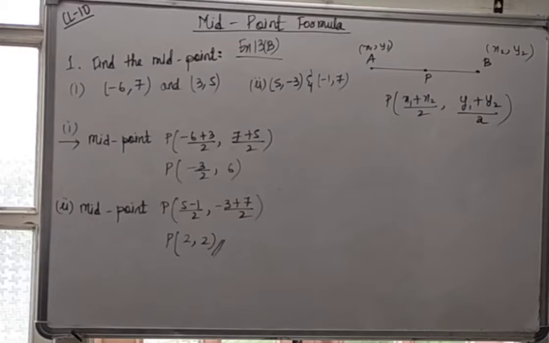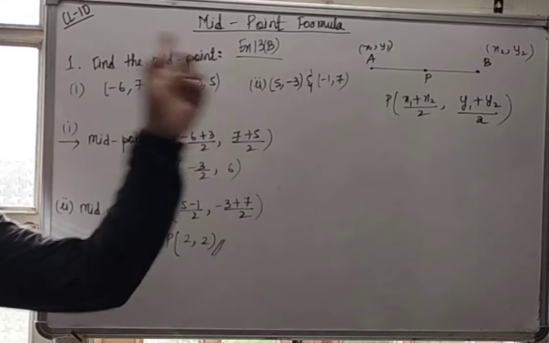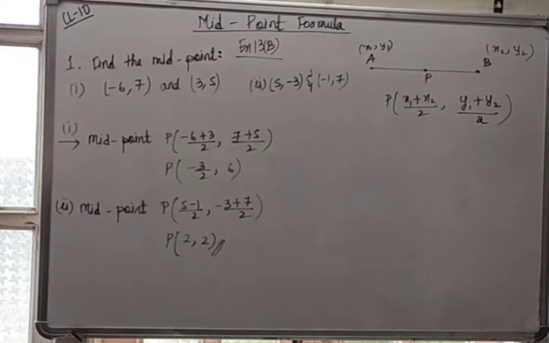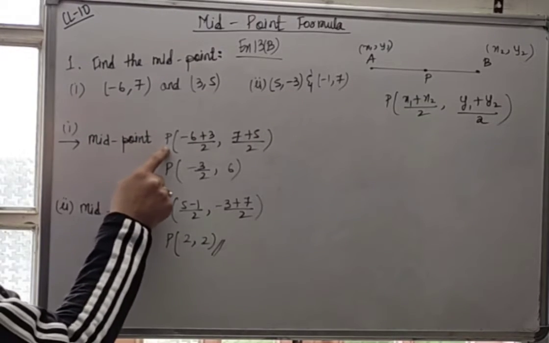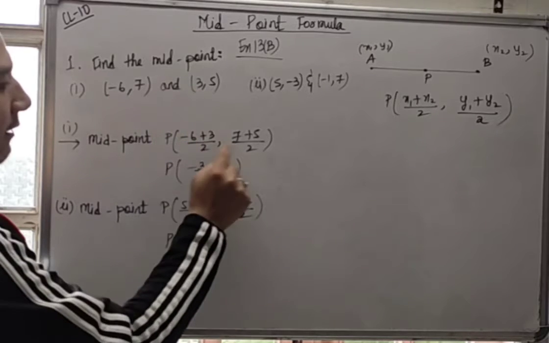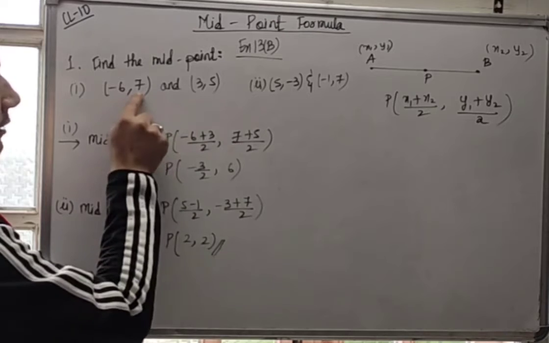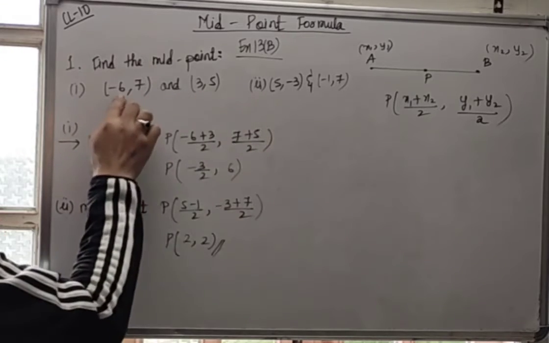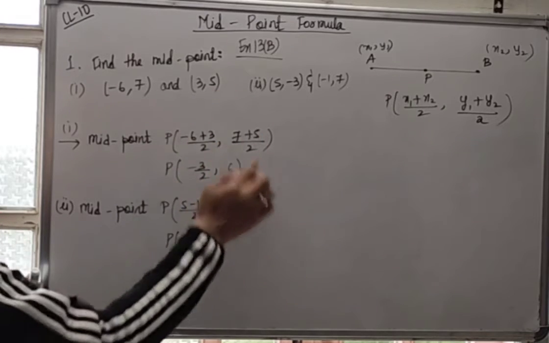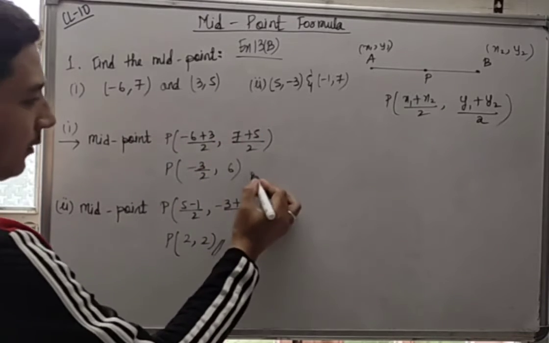So exercise 13b, first question is find the midpoints of these two. Okay, so for number 1, midpoint P is given by -6 plus 3 divided by 2, comma 7 plus 5 divided by 2. So abscissa plus abscissa by 2, ordinate plus ordinate by 2. You do it, you'll get this as the midpoint.